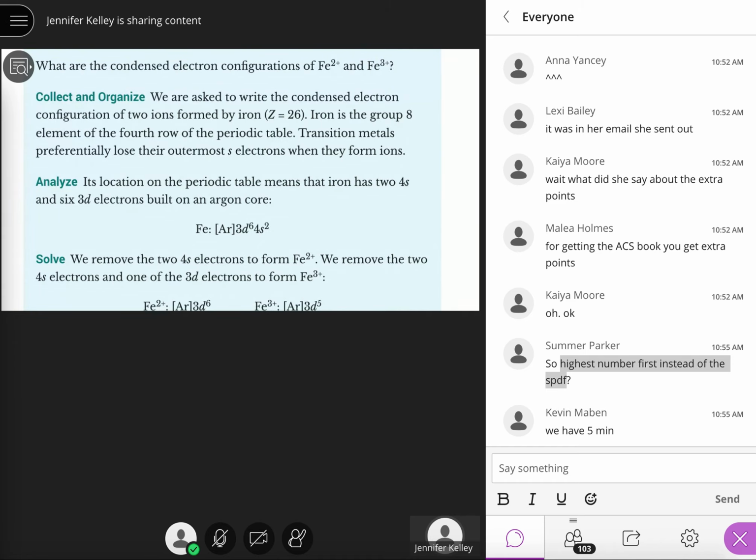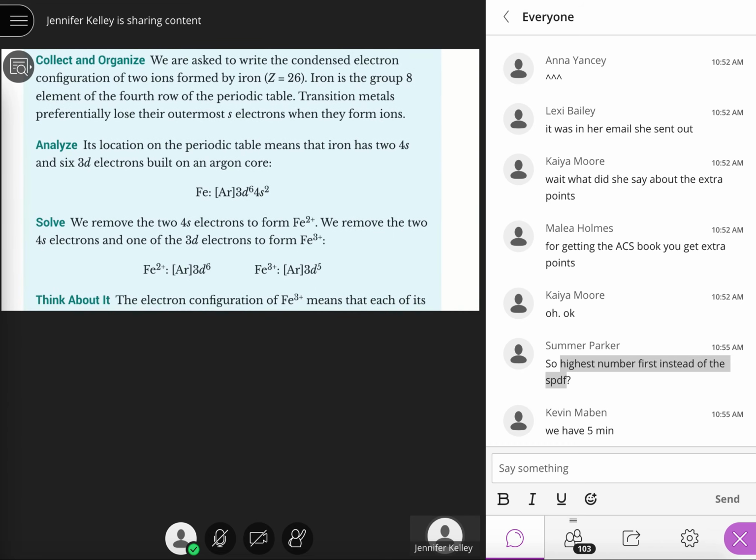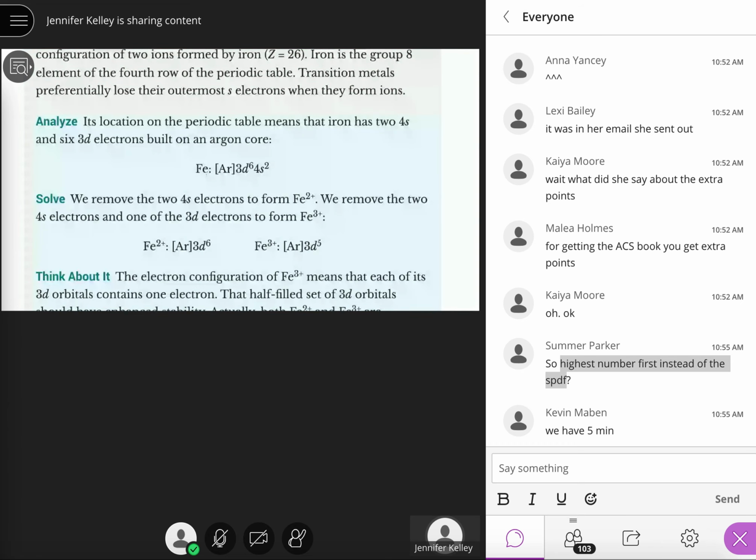So if you look in the middle where it says analyze, that's the neutral iron. It says argon 3d6, 4s2. So when you're making 2+ iron, you look and you say, what's higher, 3 or 4? 4 is higher, so then you start pulling electrons from the 4s. Since you have to pull 2 of them, both of them are gone.